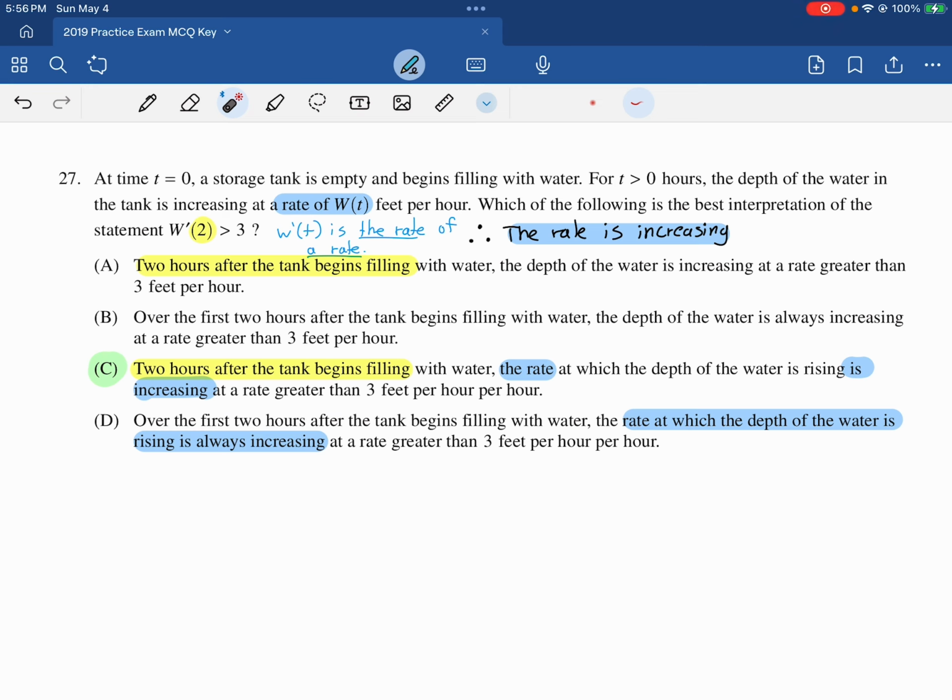27. At time t equals 0, a storage tank is empty. I keep this in mind, I might need this information later. And it begins filling with water. For t greater than 0 hours, the depth of the water in the tank is increasing at a rate of W feet per hour. Which of the following is the best interpretation of the statement W prime of 2 is greater than 3? So I made a note of this.